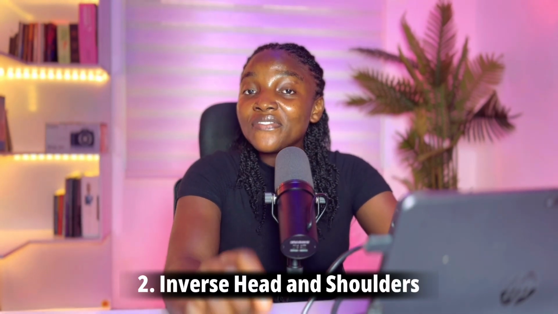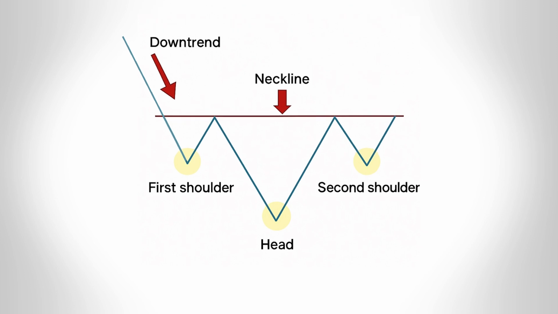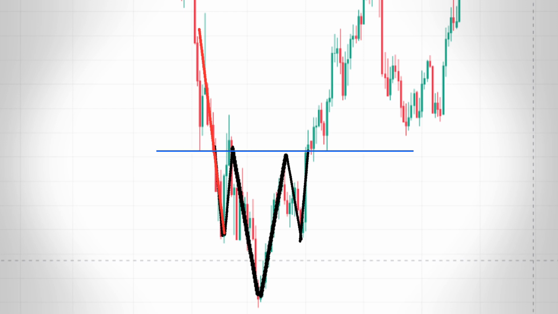The next bullish reversal pattern on our list is the reverse head and shoulder pattern. This looks like a human body turned upside down. The first dip is the left shoulder, the second deeper dip is the head, and the third shallower dip is the right shoulder. It forms after a downtrend and signals that buyers are gradually regaining control. The market tries to fall 3 times, but each time sellers get weaker and buyers come in stronger. The key level to watch is the neckline.